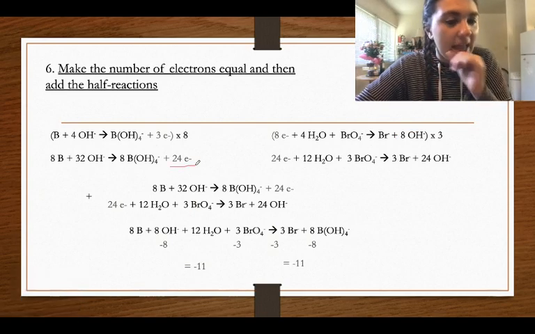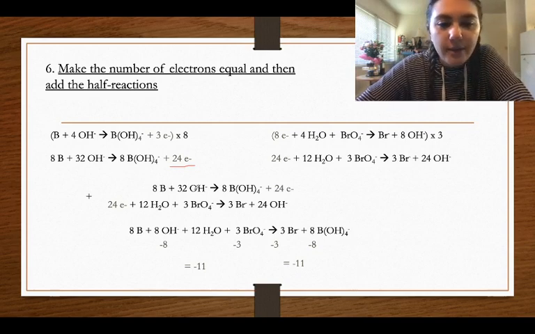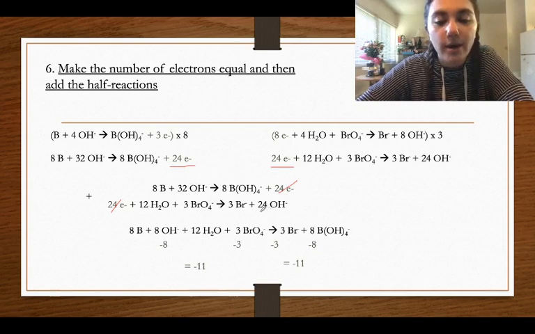Wonderful. And then I look through here and I'm like, okay, I've got my 24 electrons. One's on the product side, one's on the reactant side. So when I add them together, my 24 electrons will cancel. Perfect. I notice that I have 32 hydroxyl groups on the reactant side and 24 hydroxyl groups on the product side, and so I know that I can cancel and subtract 24 from here to give me 8.